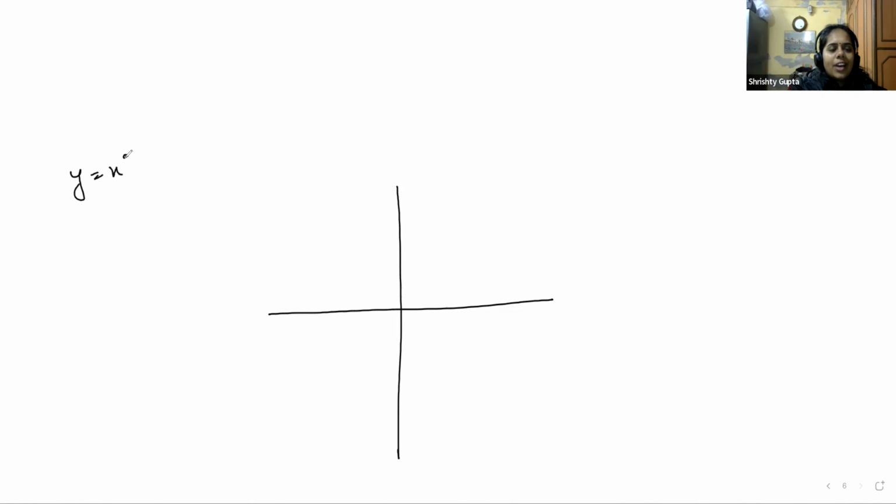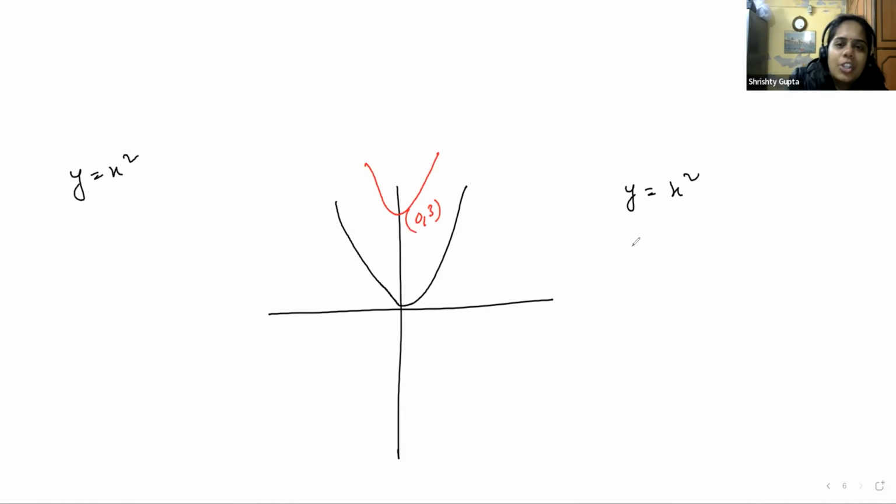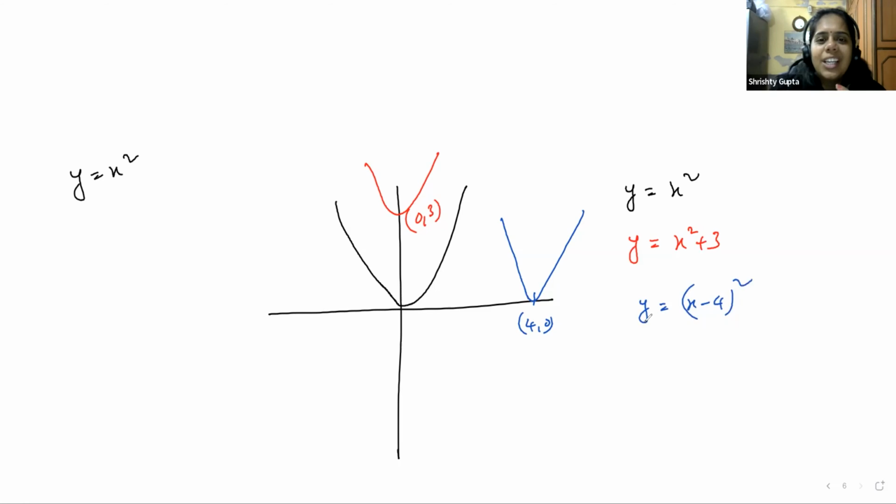Next, if I talk about translation, what exactly should we know? If I have a curve, let's say y is equal to x square, my curve looks like this. Some basic information: if I translate this curve 3 units up, the new equation turns out to be y equals x square plus 3. That means when you go upward, some value gets directly added. And if I translate this graph 4 units to the right, the new equation is y equals x minus 4 whole square, because the vertex of the parabola becomes 4, 0.